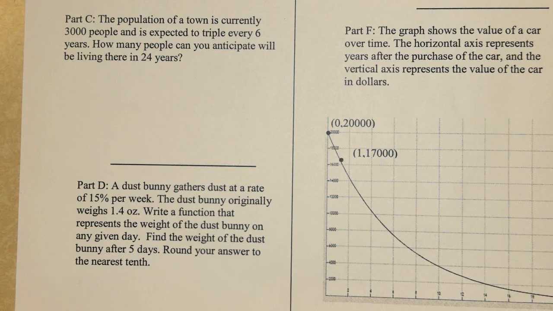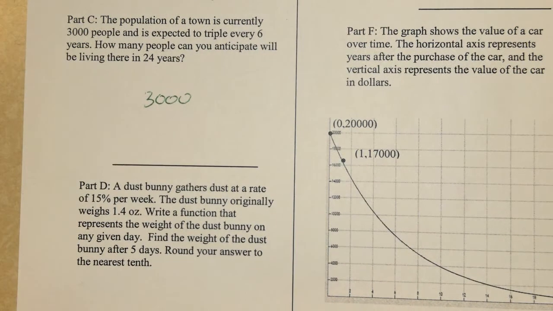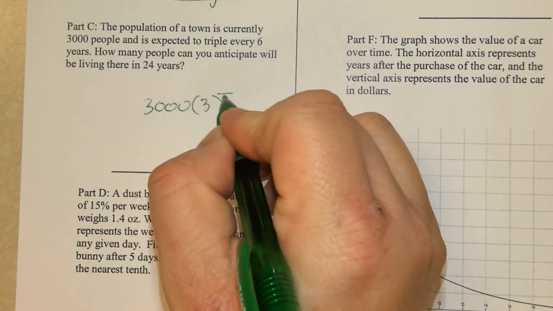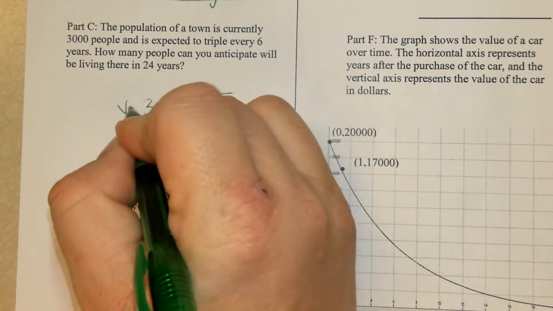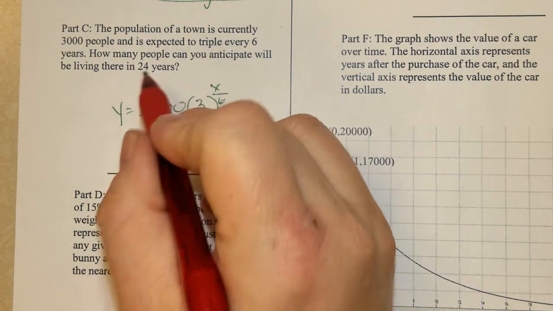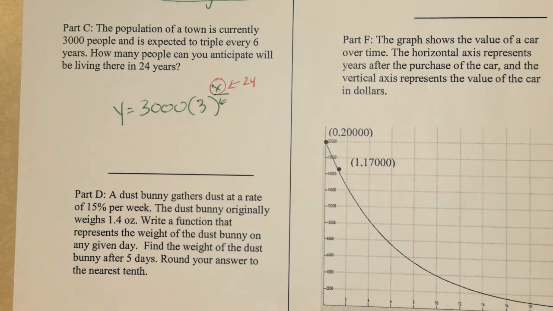We're going to do this video, which would be 9 part C through 9 part F. The population of a town is currently 3,000. That's your original amount, and it's expected to triple every 6 hours. The rate is tripling, and it happens every 6 hours. They want to know how many people we can anticipate will be living in this town after 24 years. So I'm going to replace this number with 24.